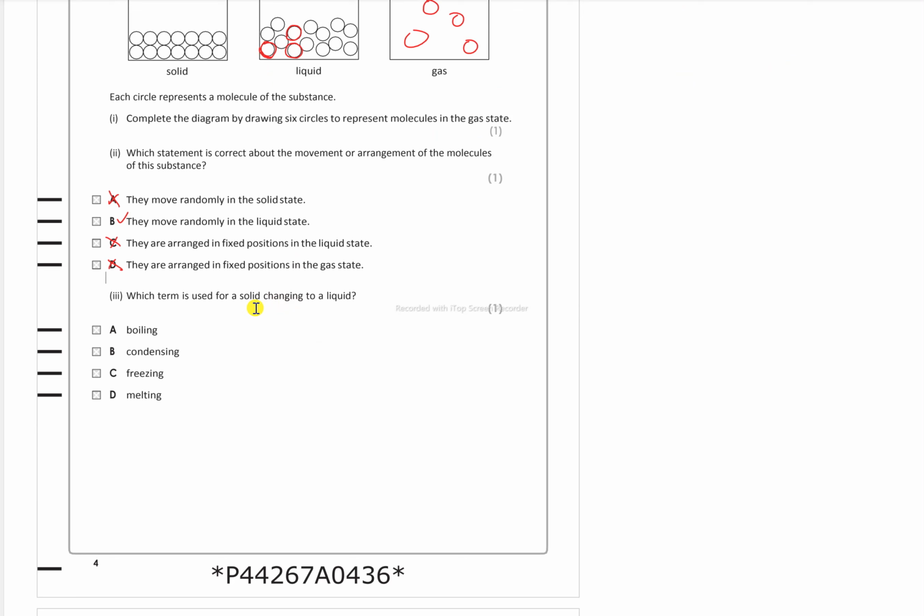Right, which term is used for changing from a solid to a liquid? It's going to be melting. Right, let's keep moving on. Right, here you've got your bung. Here you've got your conical flask. What is occurring in the flask?